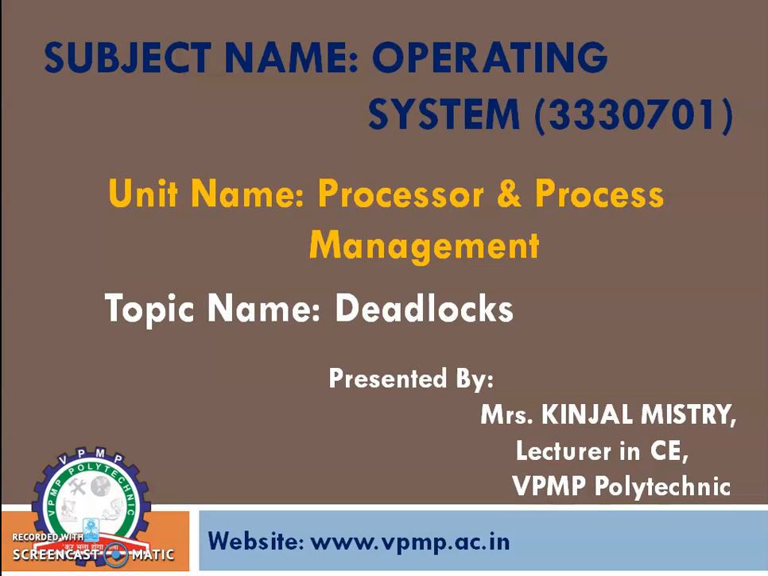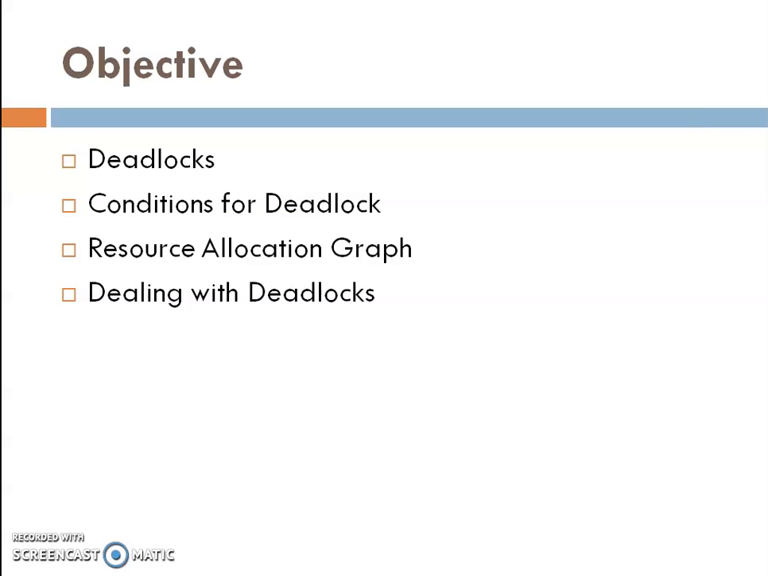In this video lecture, we learn deadlocks in chapter number 2, Processor and Process Management of Operating System subject, whose subject code is 330701 in Diploma Computer Engineering course. In this video lecture, we learn first what is deadlock, then condition for deadlock, then resource allocation graph, and last we learn dealing with deadlock.